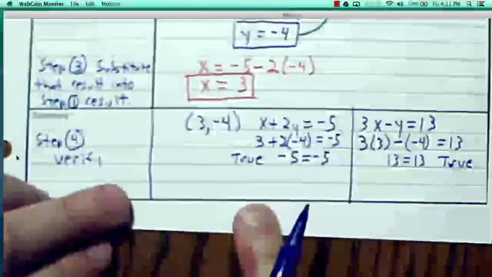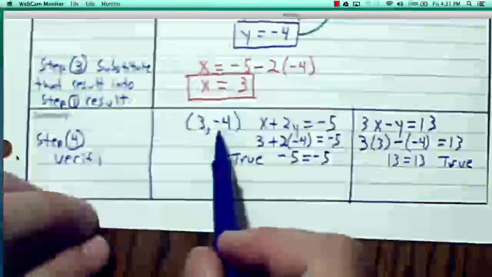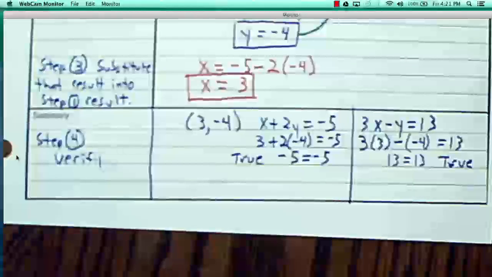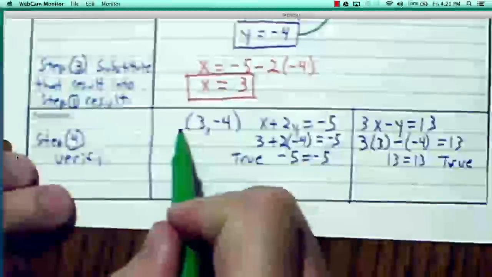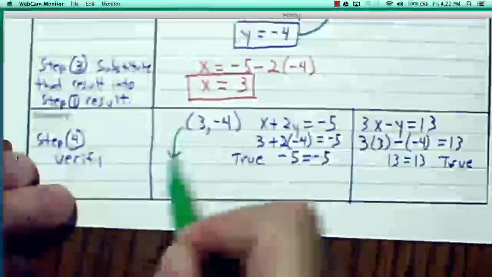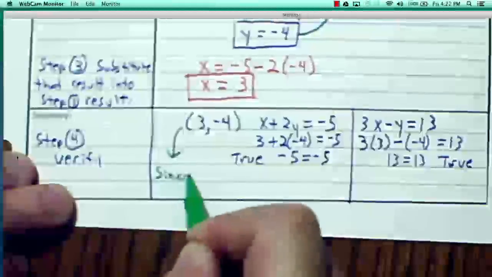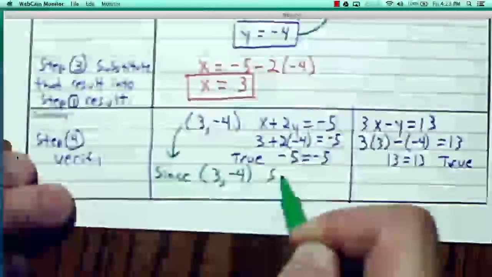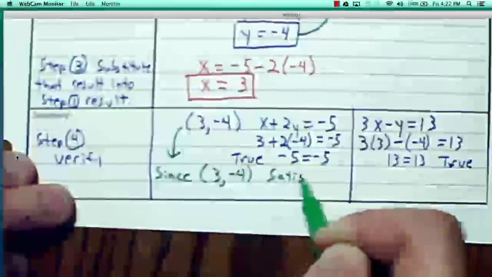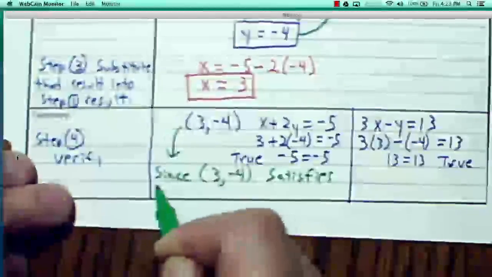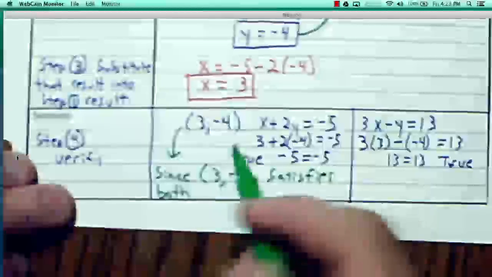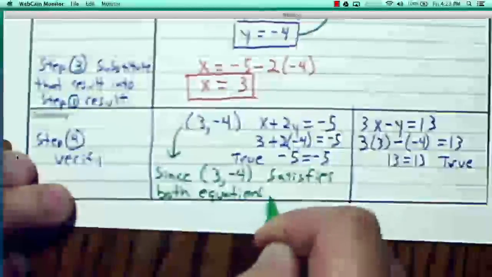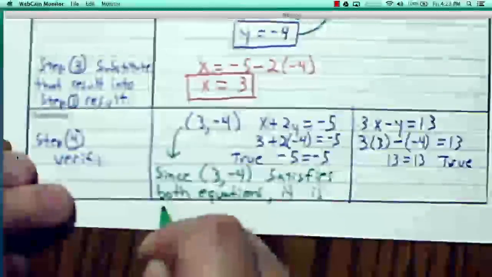So we see that this solution, 3, negative 4, satisfies both equations. I will come with one sentence to state that. Since 3, negative 4 satisfies both equations, it is the solution to the system.